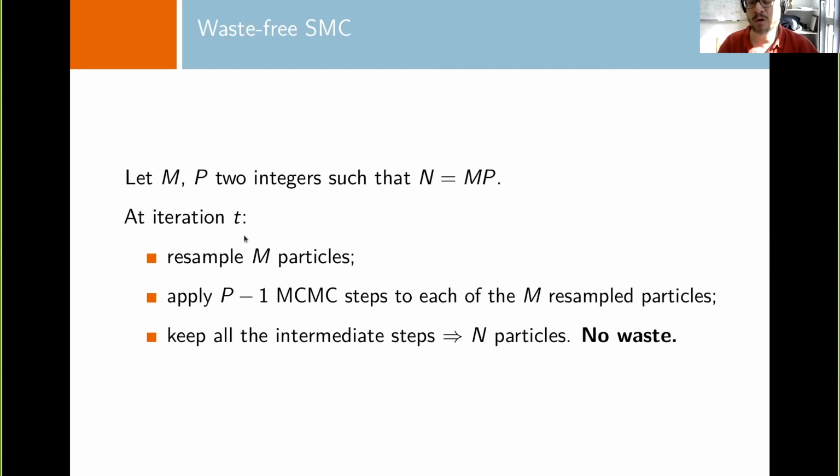What I'm going to do is to resample only a small number of particles, maybe 100. For each particle, I'm going to run my MCMC chain for p-1 iterations, and then I will keep all these intermediate steps. So here I have, essentially, m chains of size p, because at the beginning I already had m states, so m plus m plus m. And I return n particles. But there is no waste because I keep all these intermediate values. So essentially that was the main idea at the beginning.